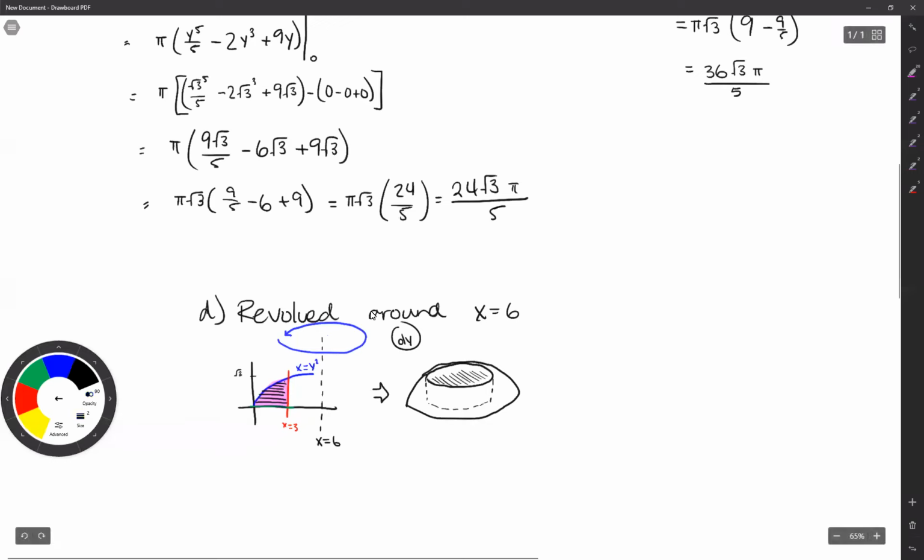Okay. So our integral is going to go from 0 to square root of 3, just like the previous ones, right? That's where our y goes from and to.